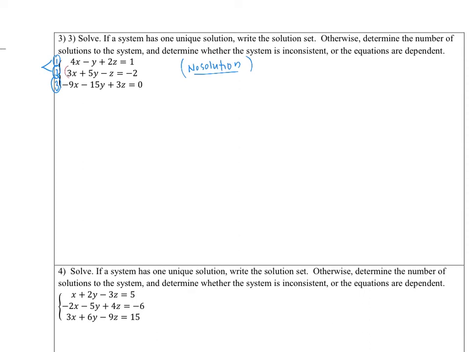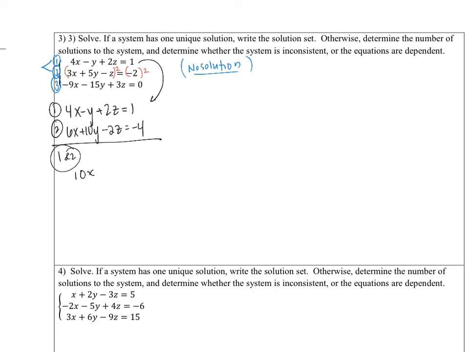So if I multiply the second equation by 2, the top equation is still the same, 4x minus y plus 2z equals 1, so that's equation 1. Equation 2 now would be 6x plus 10y minus 2z equals negative 4. So when I combine those together, that's 10x plus 9y equals negative 3.